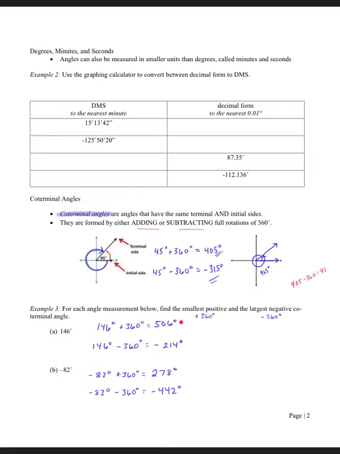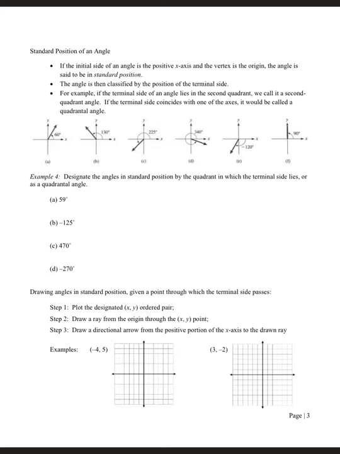Now, again, we call these coterminal angles because if we were to sketch those angle measures like we did in the picture up here, they would have the same initial side, and they would both fall in the same quadrant and have the same terminal side. Okay, last page here. Standard position, we already talked about this.